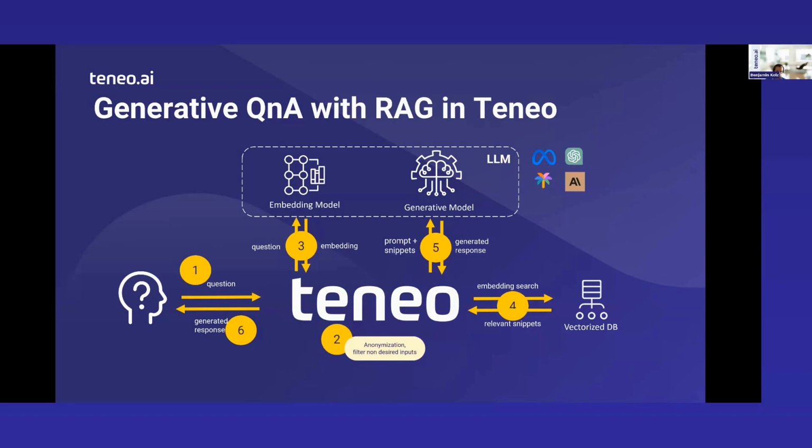Then Teneo puts it into the prompt and sends it over together with the snippets, and lets the large language model create the response. Teneo then receives this generated response, might process it, and sends it over in step 6 to the end user. This is to understand how this cycle completely works.